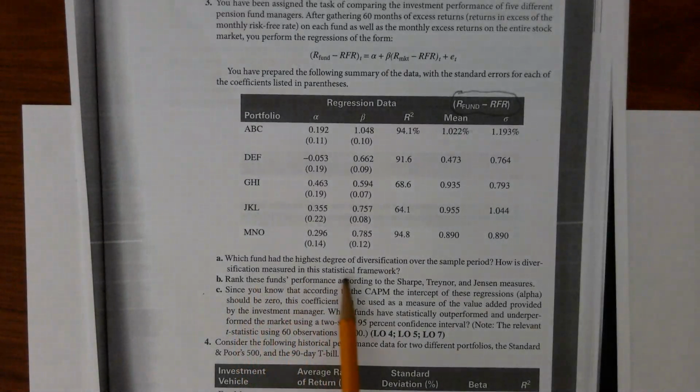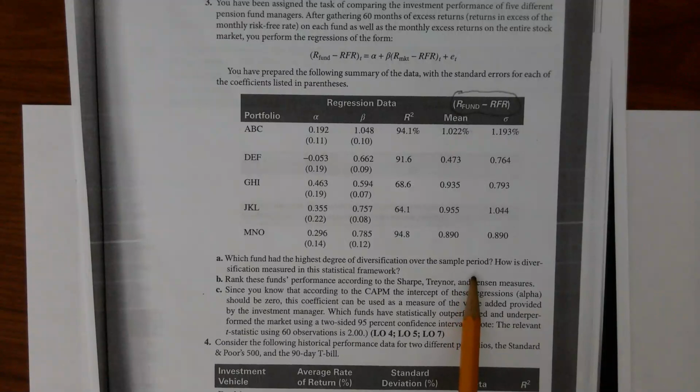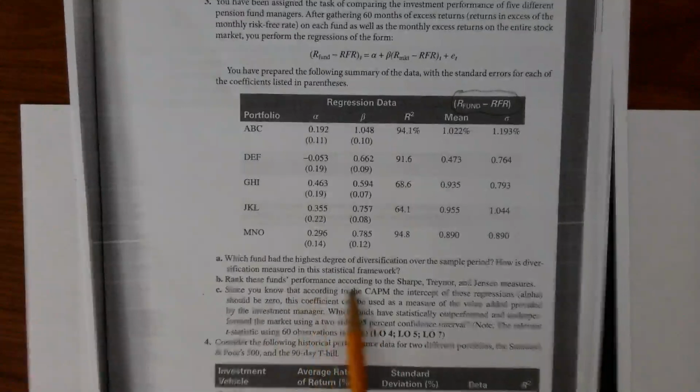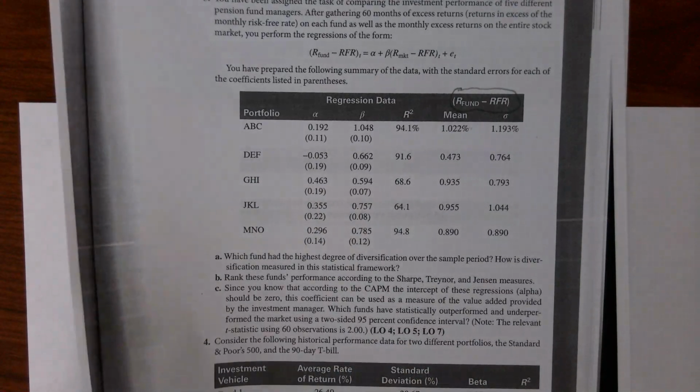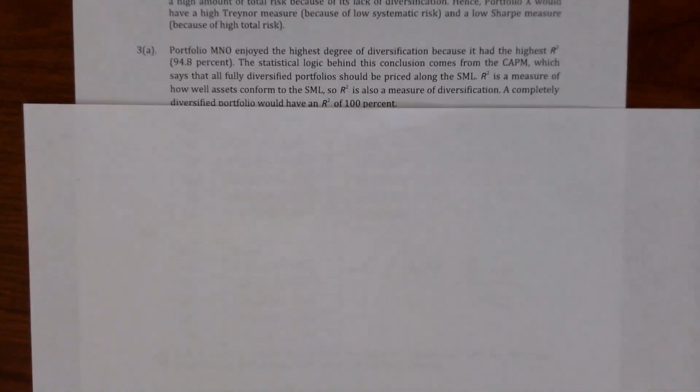A, which fund had the highest degree of diversification over the sample period? How is diversification measured? B, rank these funds using the Sharpe, Trainer, and Jensen measures. And then talk about C, talk about the alphas. Which funds have significantly outperformed and underperformed the market, right? Don't worry, we're not diving too deep in statistics.